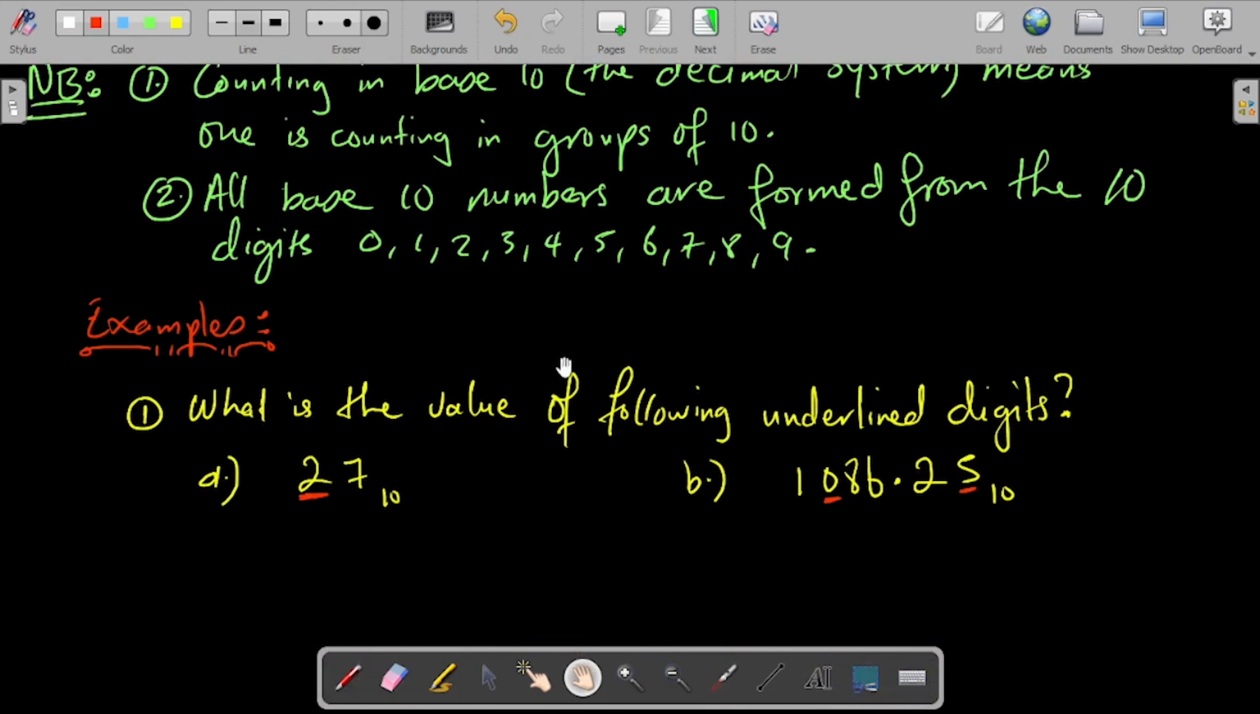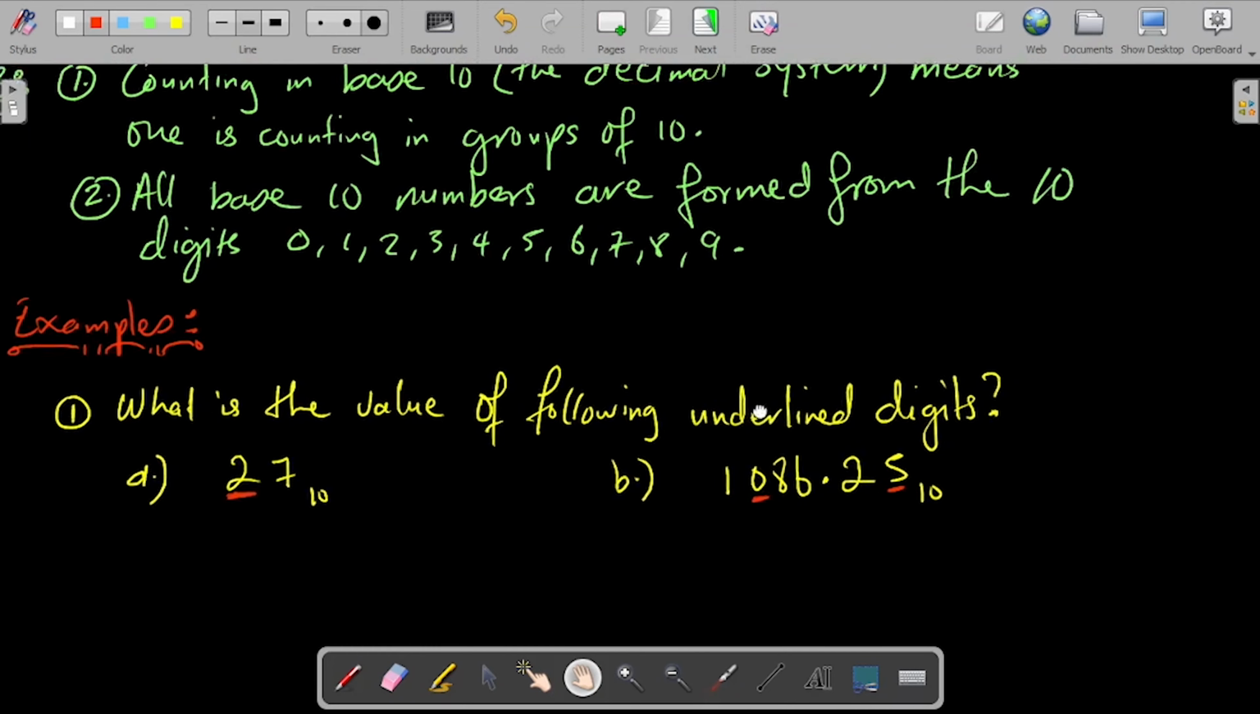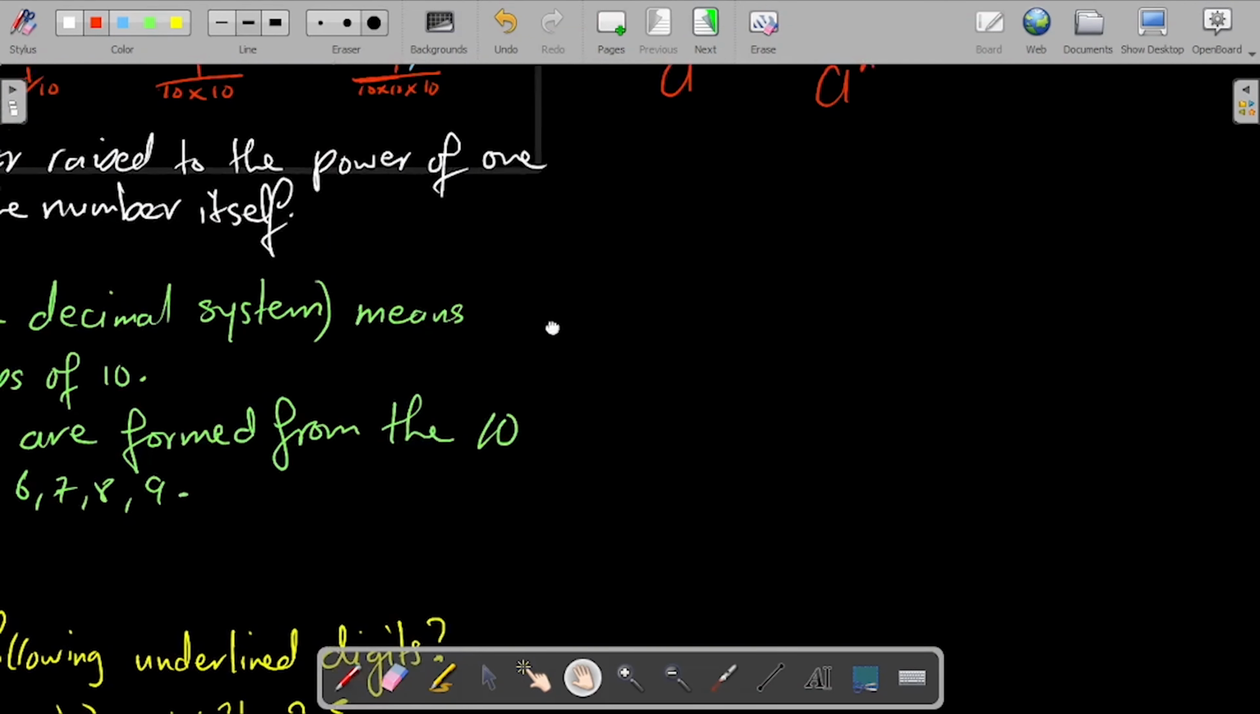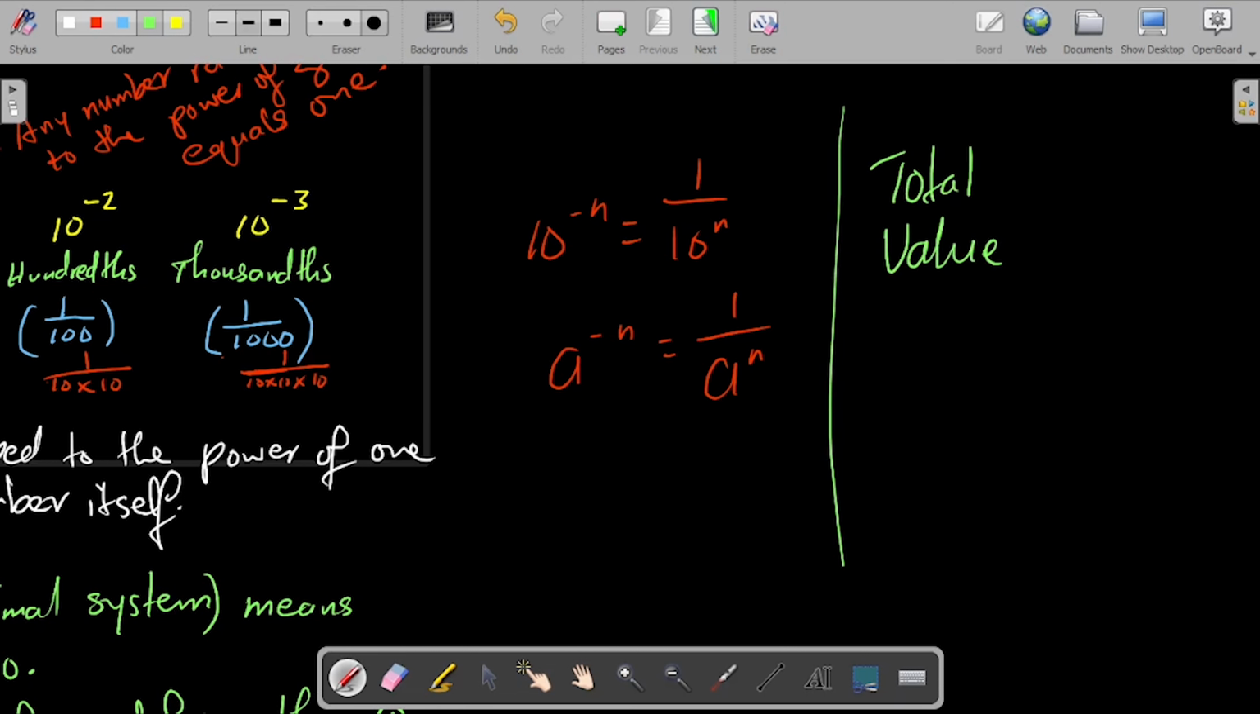Now let's look at an example where we actually have to determine the value of digits in certain places, or underlined digits. But before we go into those examples, I want us to keep in mind that if you are asked to find the total value, or the value of a digit, the total value of any digit, right?